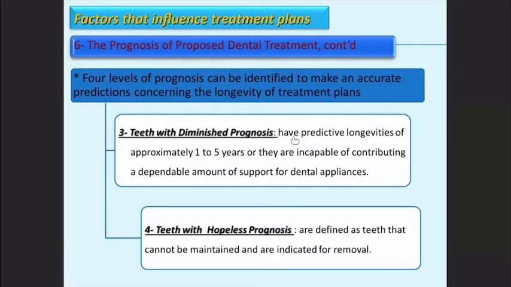Third one is the diminished. Diminished means it is less than 1 to 5 years. Suppose you do some treatment, maybe it will not last more than 1 to 5 years. So the dental appliance is not going to stay there. So it's not a good prognosis. Diminished prognosis. The last one, hopeless. You cannot do anything. You have to go for removal or extraction of the tooth. So that is called a hopeless prognosis.